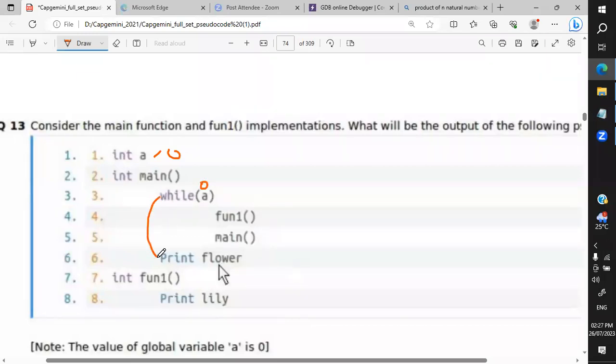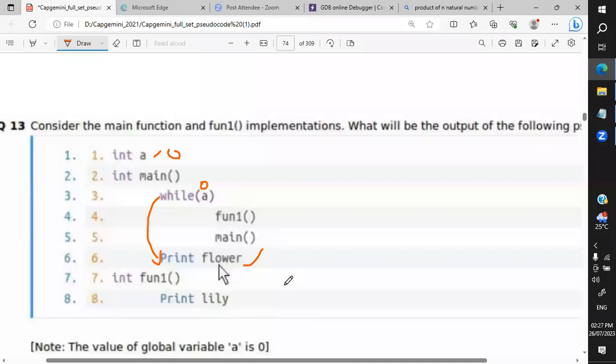Out of the while loop means it will come here, right? Because of the indentation they have given. You have to observe the indentation. These two should be considered inside that. Don't think of curly braces. Don't think of end of for. It will come out of while. Out of while, what is there? Flower. After printing flower, is there anything else? No. While of zero. Zero means false, right?